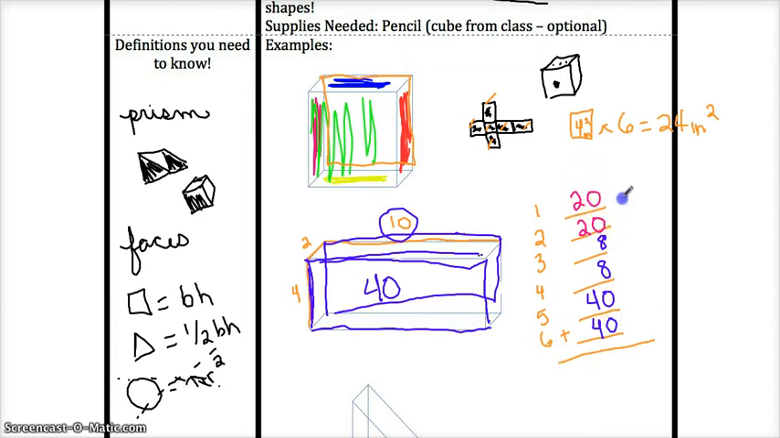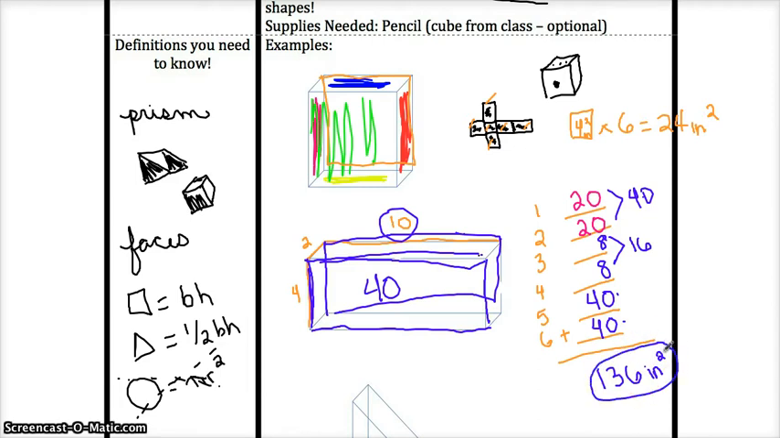So 20 plus 20 is 40. And 40 plus 40 plus 40 is 120. And 120 plus 8 plus 8 is 16. So 120 plus 16 is 136. And I believe I said that this was inches, so it'll be 136 square inches will be my final answer.